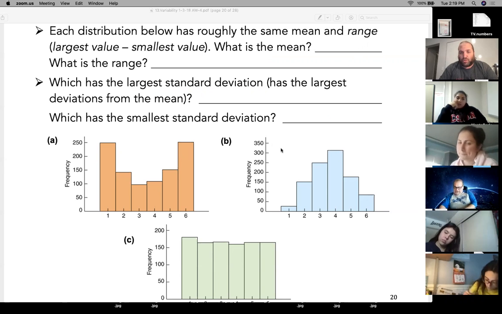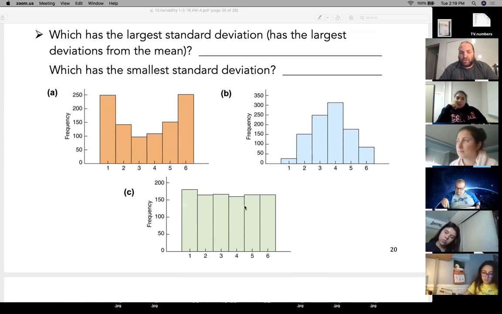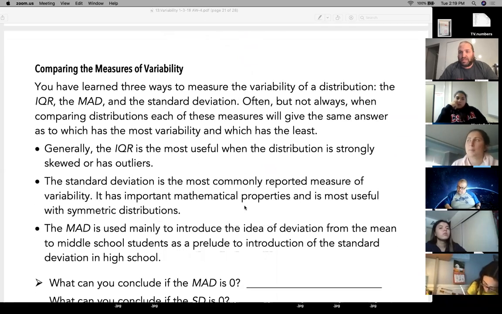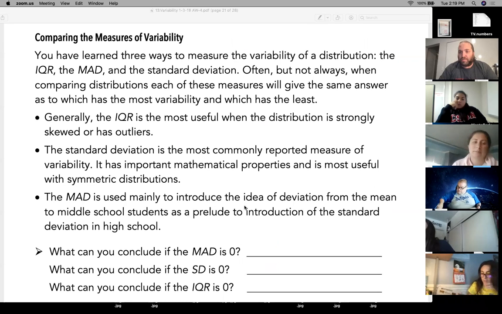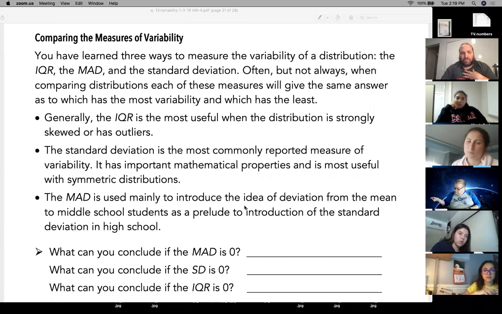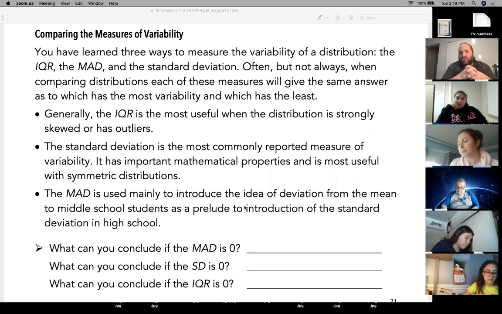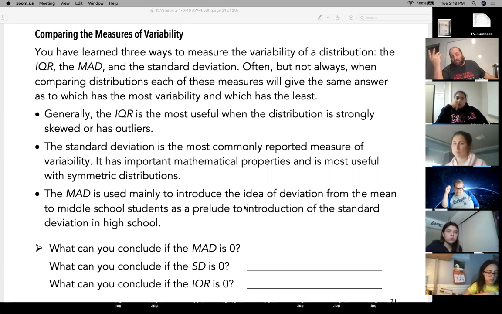Conceptually, without doing the math, you can get an idea of relative magnitudes of standard deviations just by looking at the graphs. So finally, the last section: compare the measures of variability. You have learned three ways to measure variability: the IQR, the MAD, and the standard deviation. Often, but not always, when comparing distributions, each of these measures will give the same answer, and therefore, who cares which one you use? However, there are times that you will get different answers, and in those situations, some of them are better than others.